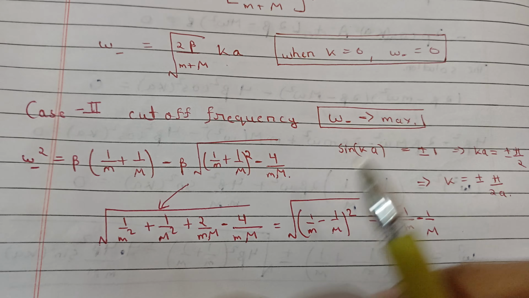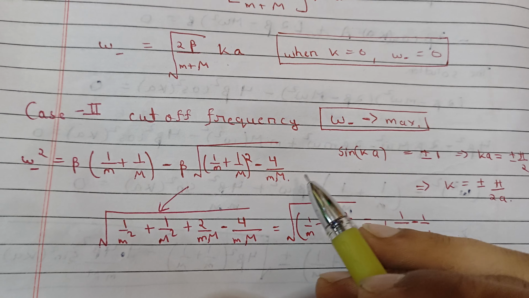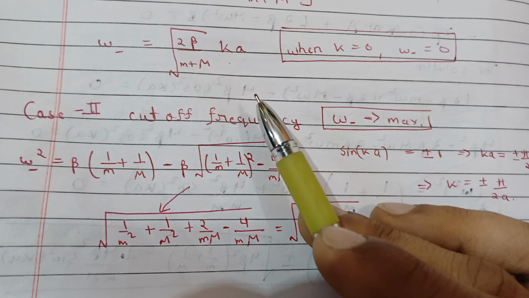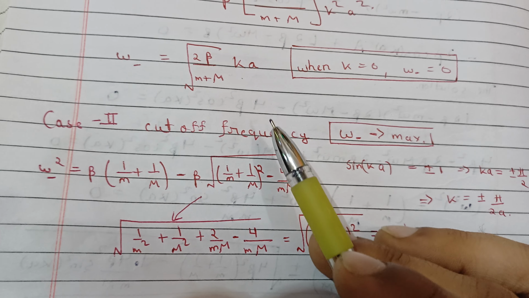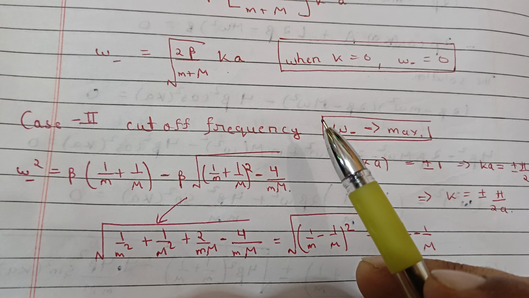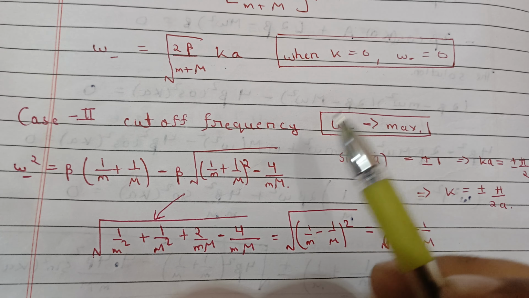Now the second case, for the cutoff frequency. First it was for k equal to 0, the long wavelength region. Now we will take the short wavelength region, where k is a finite value, so we can't approximate sin k to k. So we need to solve this now.